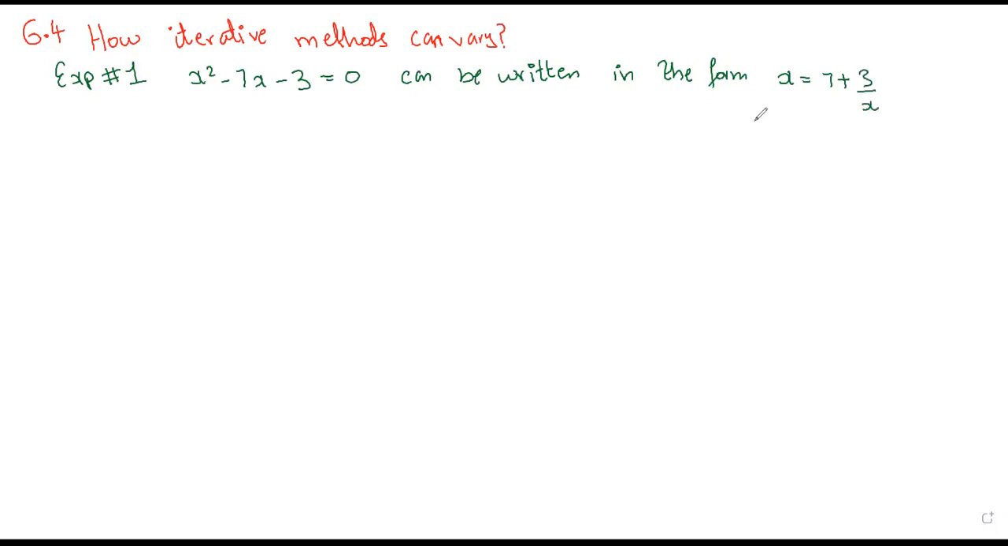So you need to show that it can be written in the form x equals x square minus 3 by 7 as well. Can you do this part? So let's do it together.